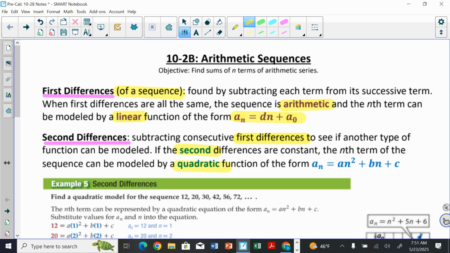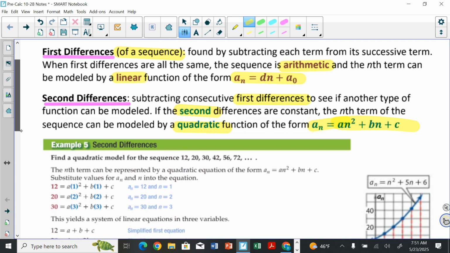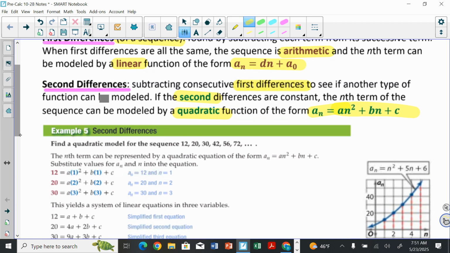So, subtracting the successive terms once, if they're constant, it's going to be linear. If you subtract them a second time and you get the same amount every time, then you can say it's going to be a quadratic form, and that would be in this form: a sub n equals a n squared plus b n plus c. Very similar to those quadratic equations we've seen before.